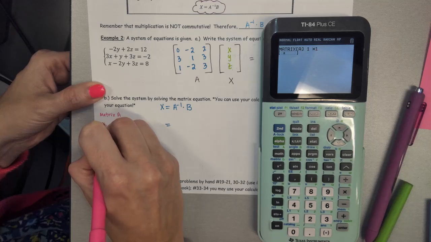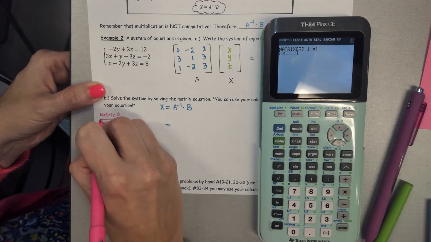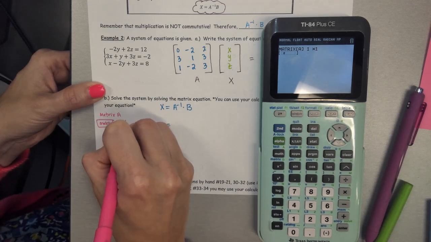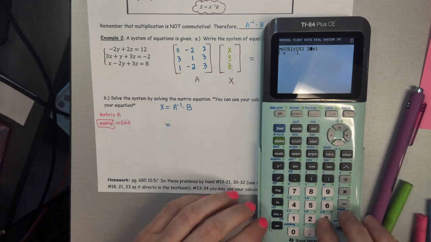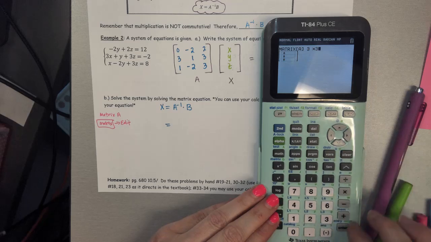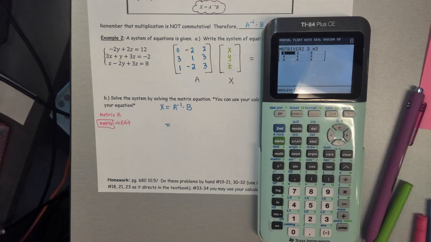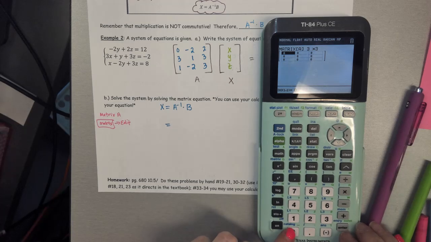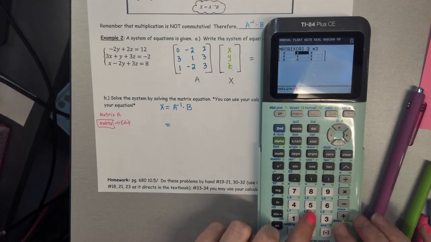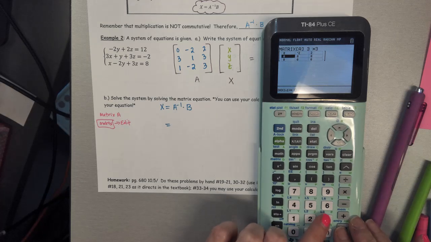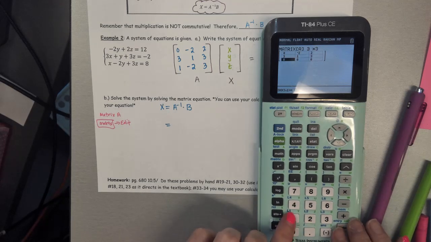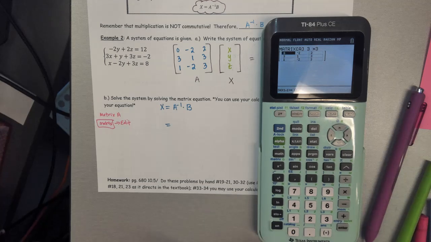So you go to matrix, you go over to edit, and matrix A is a 3 by 3. So when you type in 3 by 3, it'll give you those entries. We're just going to plug them in. So 0, enter, negative 2, enter. They do go by rows, so it'll go straight across. 3, 1, 3, 1, negative 2, 3. That's your first step. So enter that in.